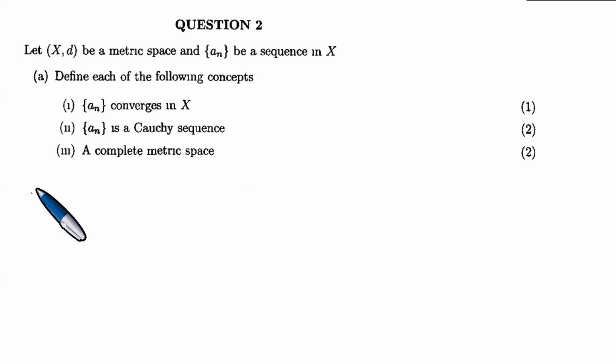So we start as follows. First we want to define each of the following concepts. Let X, T be a metric space in question 2 and AN be a sequence in X. Define each of the following concepts. Now, at this point, if you say the sequence AN converges in X, define it.